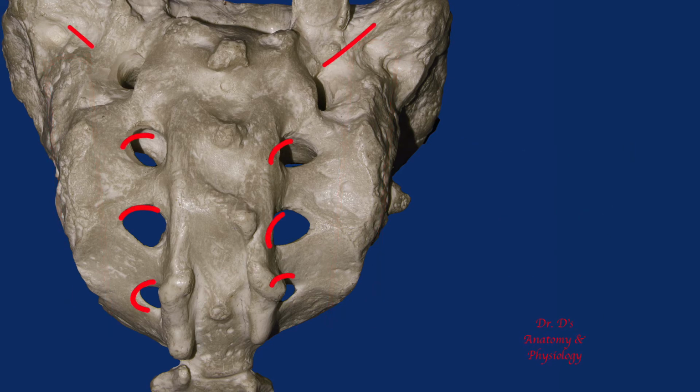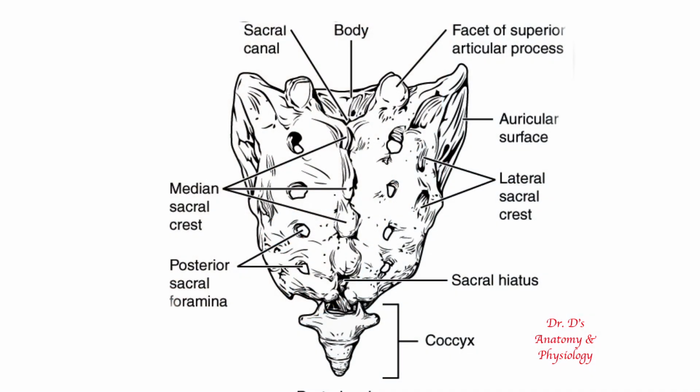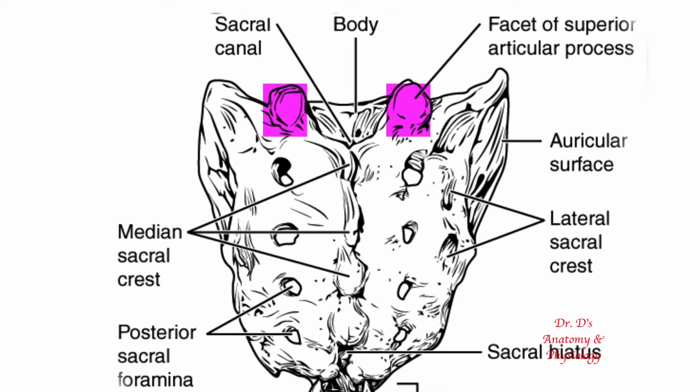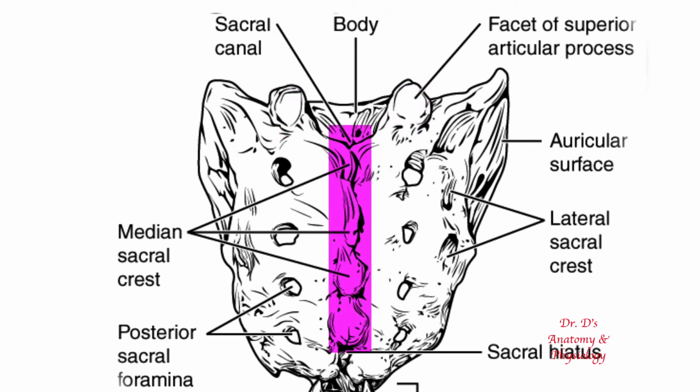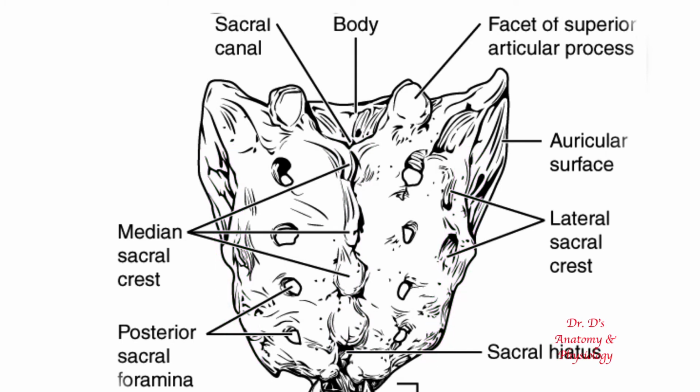You can also see the openings for the posterior branches of the spinal nerves, which are called the posterior sacral foramina. Now let's review what we've covered so far with this drawing of the posterior side of the sacrum. Here are the superior articular processes with their superior articular facets. Here is the median sacral crest. Here are the lateral sacral crests. Here are the posterior sacral foramina. And here the entrance to the sacral canal is indicated.